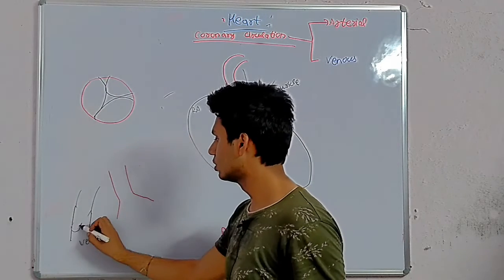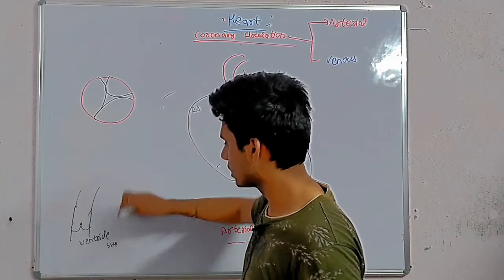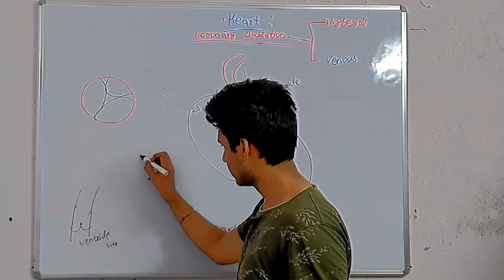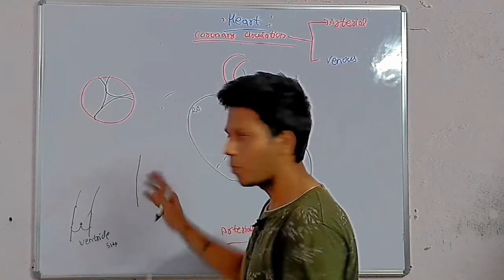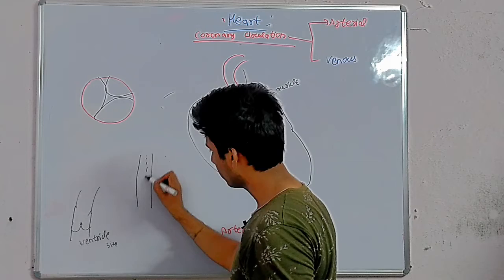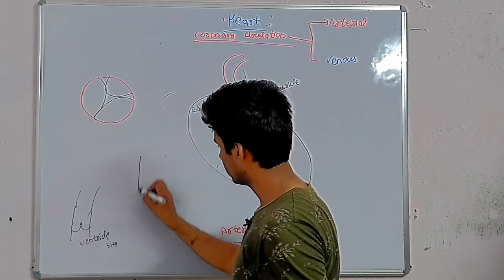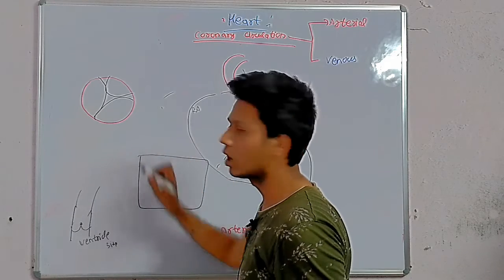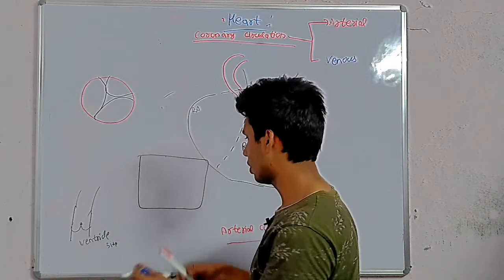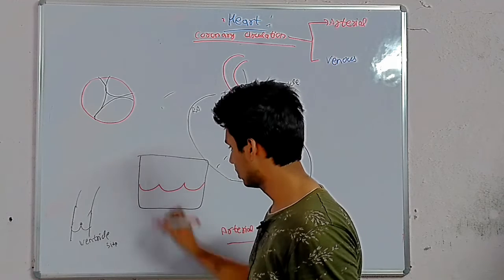The structure of the cusp is like this. Let's say this is the wall. If we cut and open this artery, it is like a thin sheet. We open the aorta, the arch of aorta, so we have three cusps like this. Done.